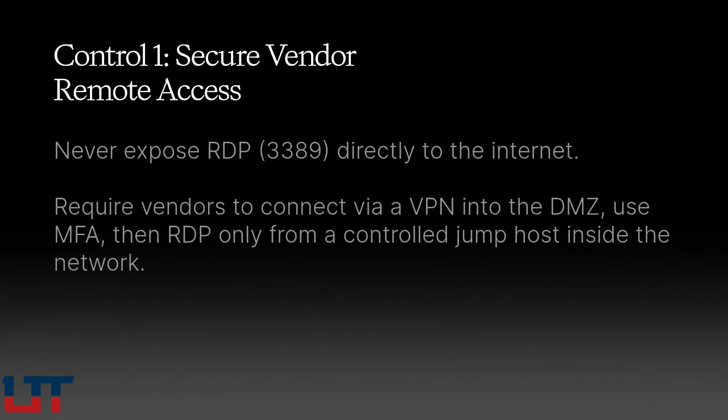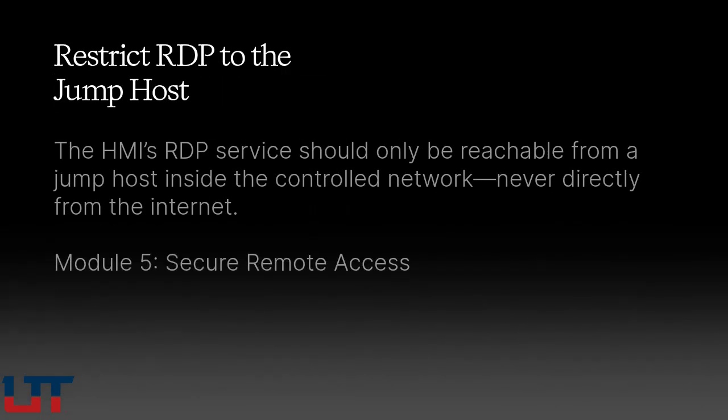This is a hard rule. Vendor access should have been established through a VPN to the DMZ, authenticated with MFA, and then RDP from a jump host within the controlled network. The HMI's RDP port should only have been reachable from the jump host IP, not from the internet. This is back in Module 5, Secure Remote Access.